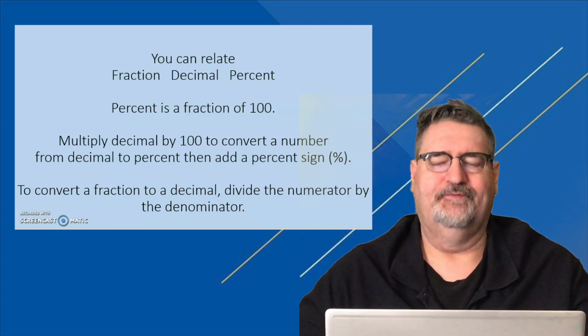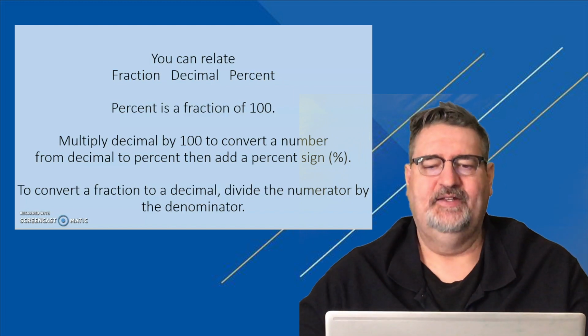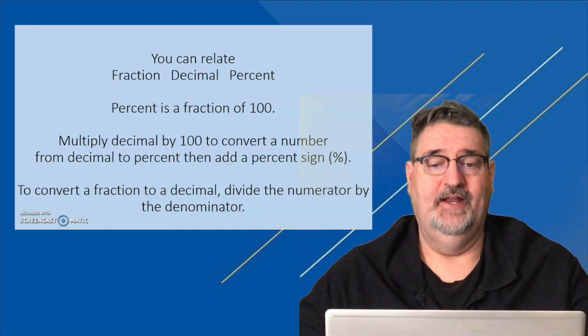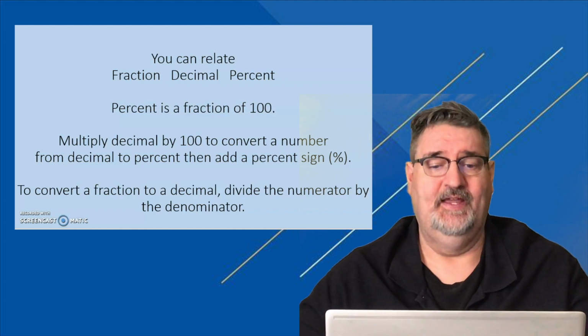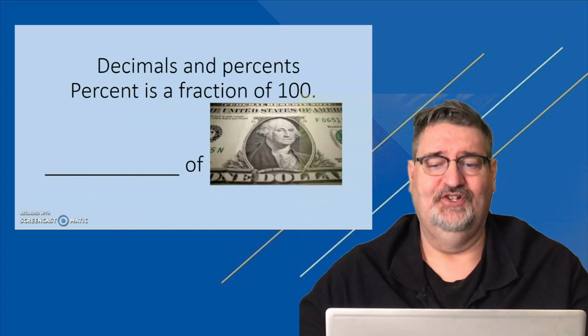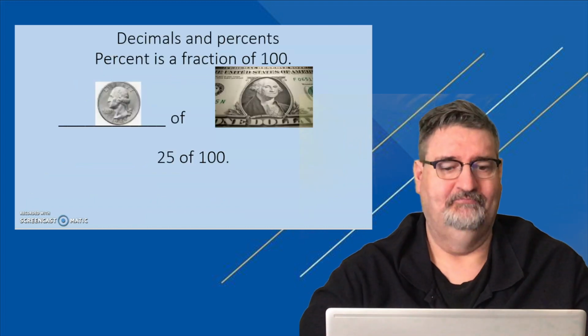A percent is a fraction of 100. You can multiply a decimal by 100 to convert a number from a decimal to a percent, and then you add the percent sign at the end. To convert a fraction to a decimal, you divide the numerator by the denominator.